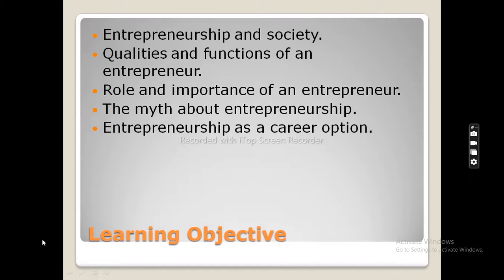So what is entrepreneurship? You all know about business, how to start a business, and how to run a business. So there are some basic things we should know. What are the learning objectives of this class?